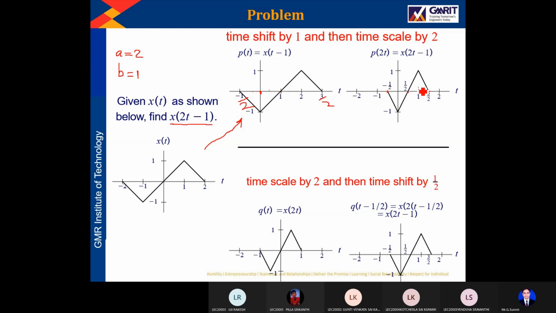See here, is it not? It is at t equal to 1. So this is how we have performed time shifting and time scaling.